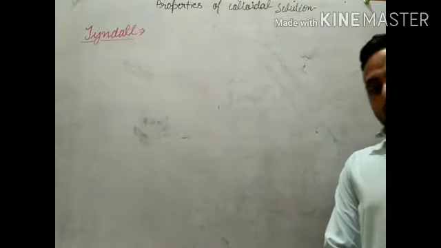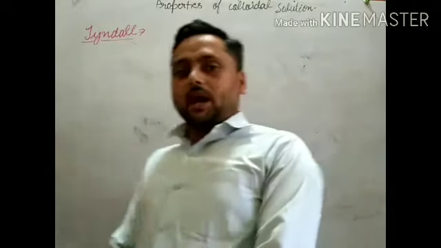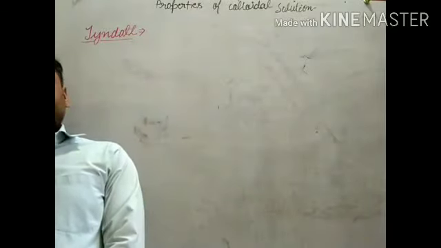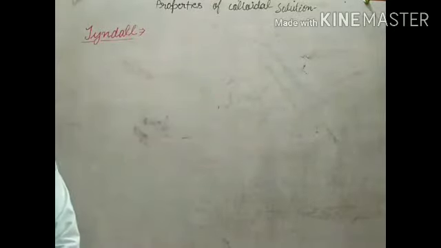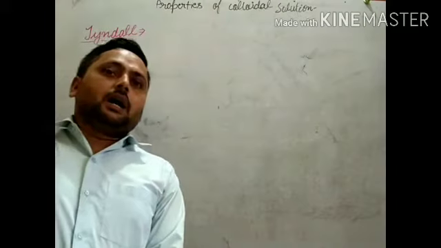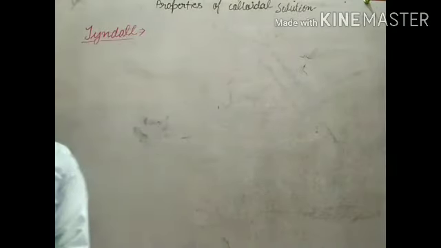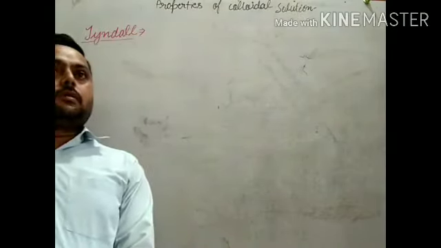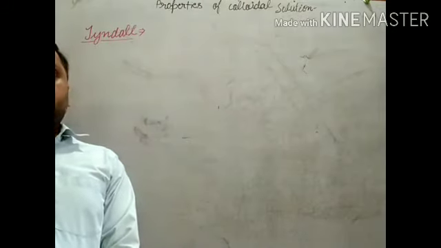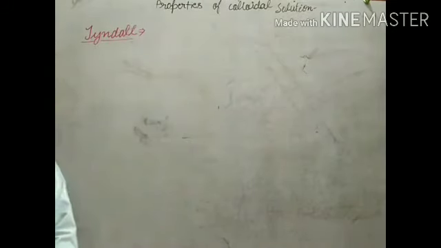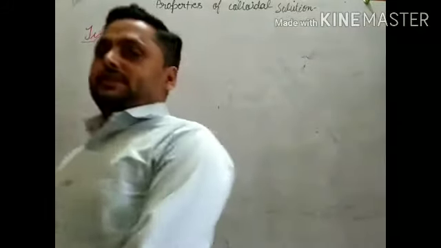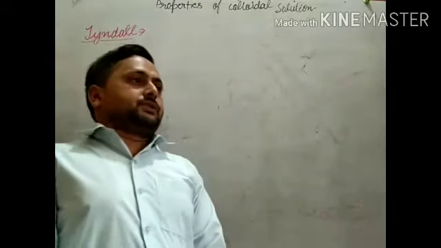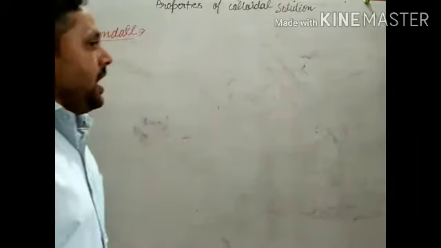So we got two points. First, the diameter of the dispersed phase and the light being used should be approximately equal. And second, the refractive index of the dispersed phase and the dispersion medium must differ greatly. You will study refractive index in physics, so you can ask your physics teacher what refractive indices are. So this is the Tyndall effect.